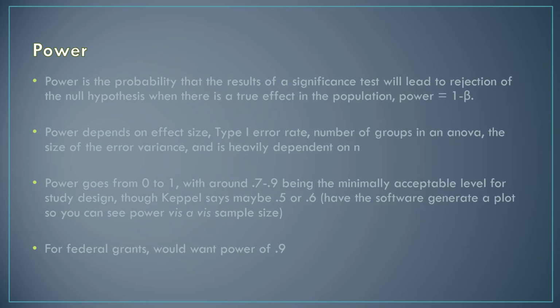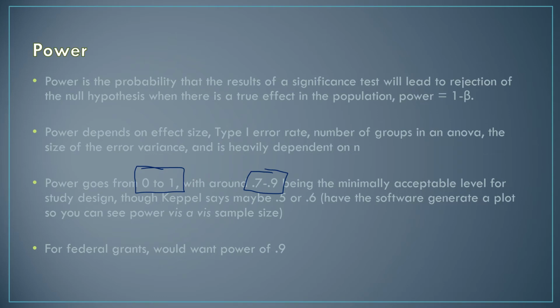But every statistical analysis uses power, and power is a number that runs from 0 to 1 because it is a probability. So it's 0% likely all the way to 100% likely. And usually you want your power for any of the analyses that you do to be anywhere between 0.7 and 0.9.